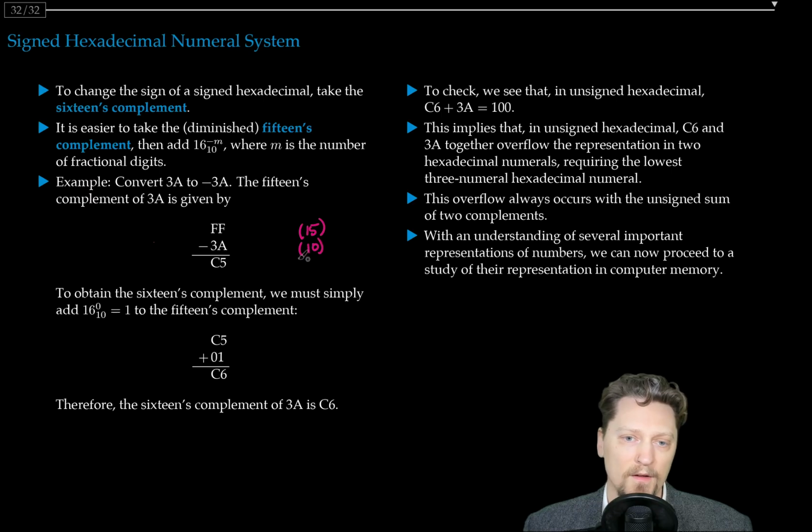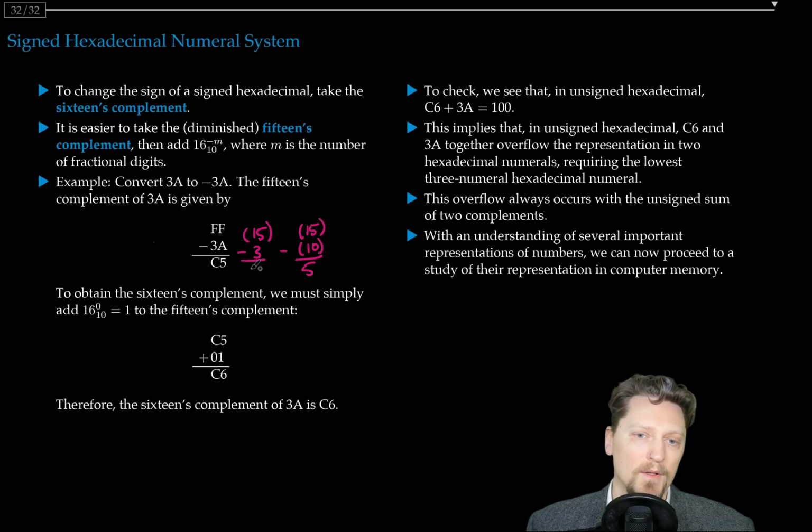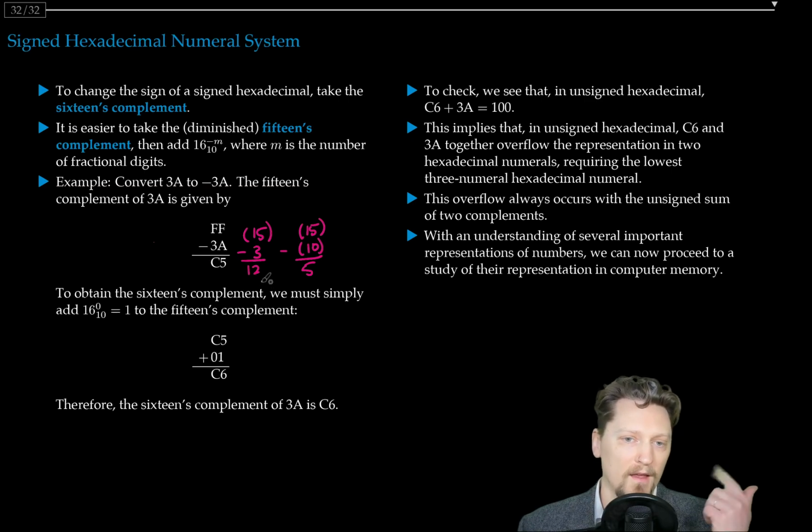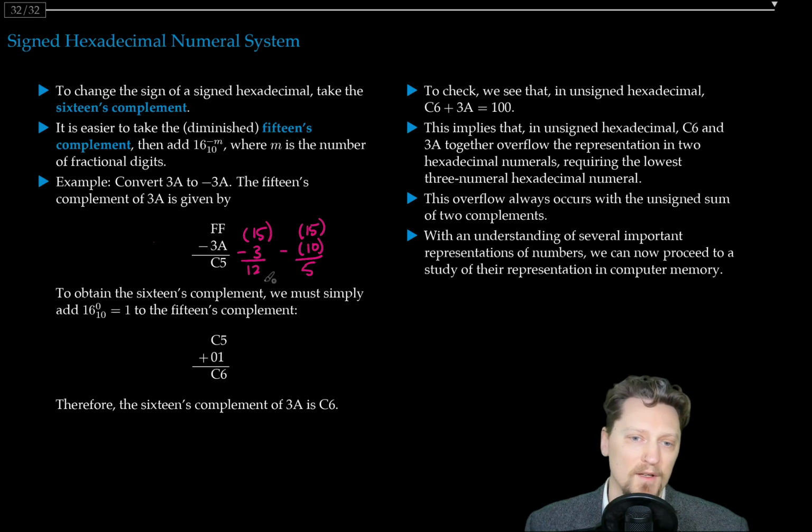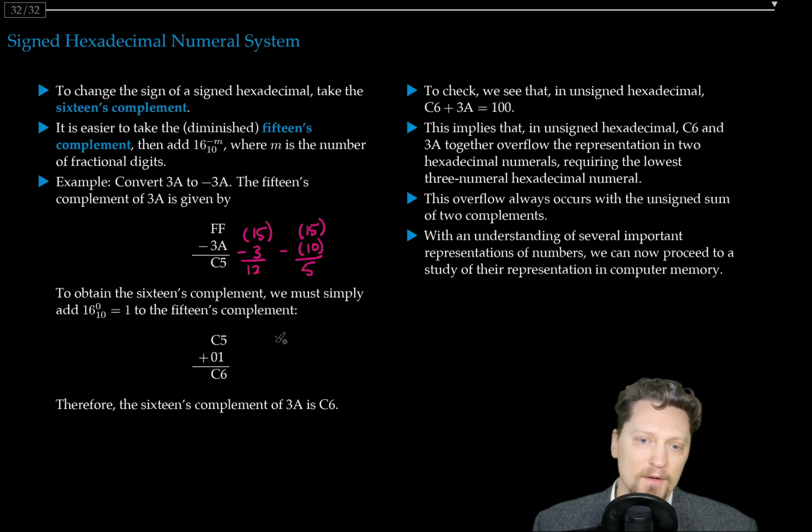And we have 15 minus 3 is 12, which corresponds to C. 10 is A, 11 is B, 12 is C. So C5. So that's the 15's complement. To obtain the 16's complement, we must simply add 16 to the -m, which is 1, to the 15's complement. So C5 plus 1 is C6. Therefore, the 16's complement of 3a is C6.